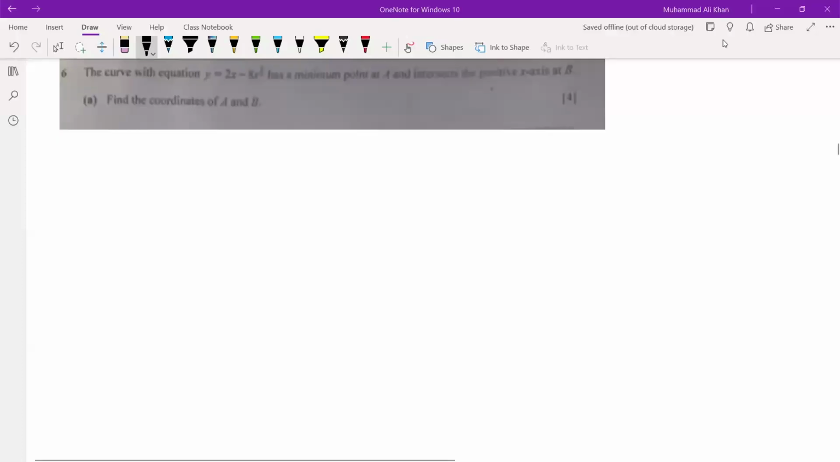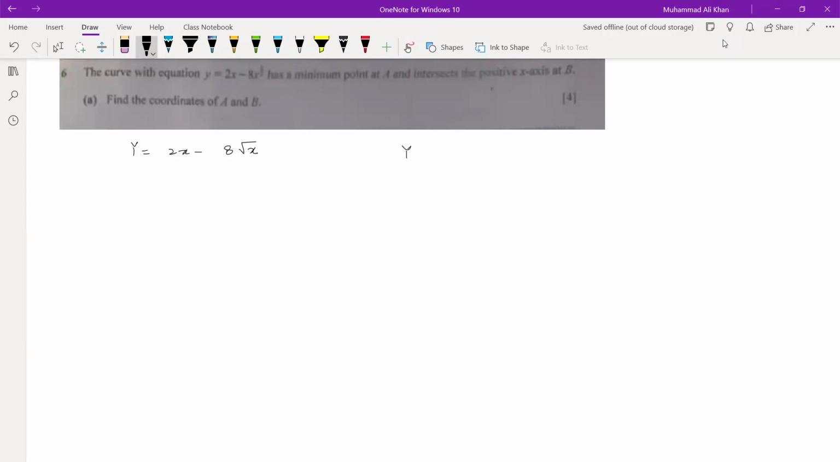Now students, what we have in question number 6 is a question of differentiation and coordinate geometry, a mixed question. The curve with equation y equals 2x minus 8 under root x has a minimum point at A and intersects the positive x-axis at B. Find the coordinates of A and B.